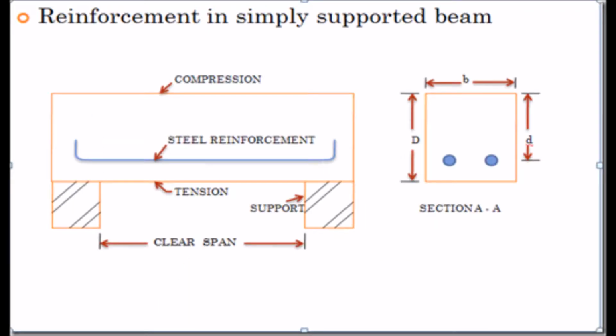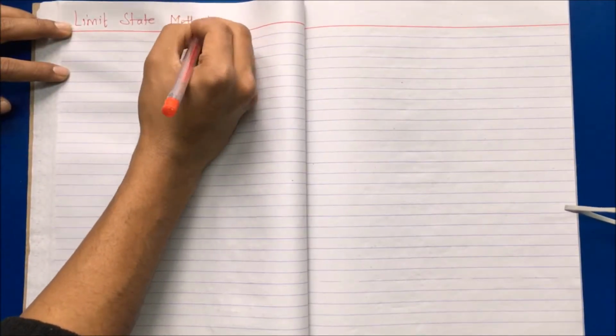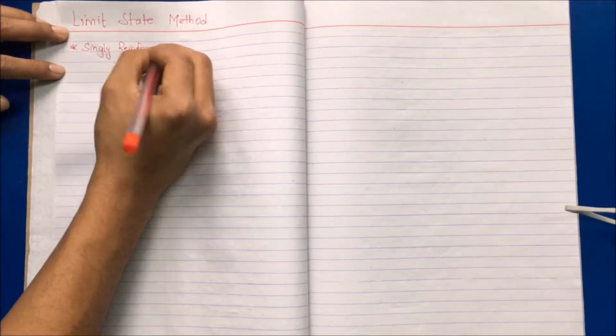This is the reinforcement in a simply supported beam, that is, singly reinforced, you can see here. So this is a section of a singly reinforced beam. It shows the direction of variation of compression as well as tension. Now let us go to the limit state method and its application for the design of a singly reinforced beam.